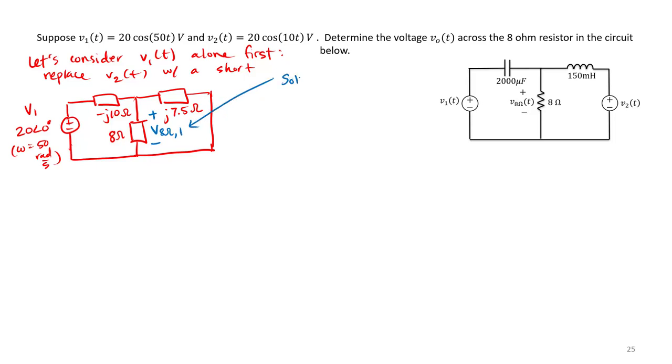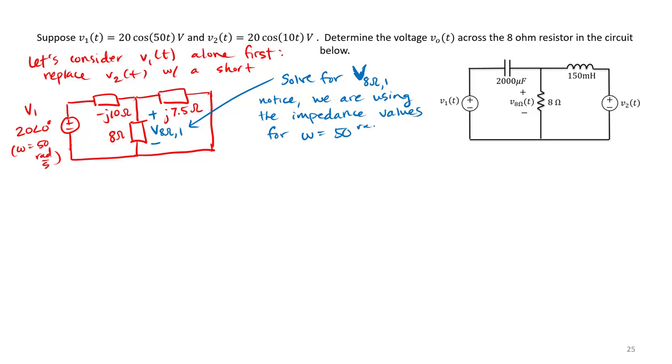So here we want to solve for the voltage across the 8-ohm resistor with voltage V1 considered alone. And then notice we are using the impedance values for our frequency omega is 50 radians per second. So notice I'm choosing the values to match my source V1.